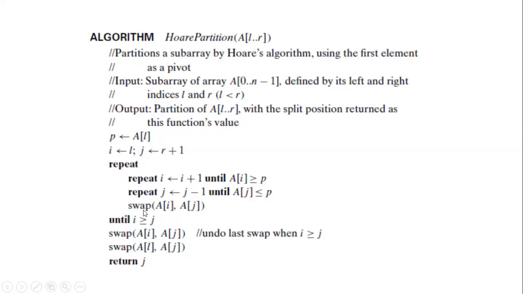Once these two conditions are satisfied, that is a of i is greater than or equal to p and a of j is less than or equal to p, I swap the values of a of i and a of j. And I do it till i is greater than or equal to j. Once i becomes greater than or equal to j, I stop doing this. Then I swap a of i and a of j, and then I swap a of l and a of j. Finally, return the value of j. That is where I have stopped. That is the last element of this particular subarray.